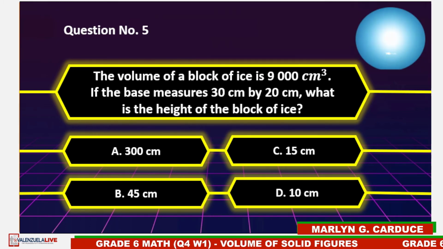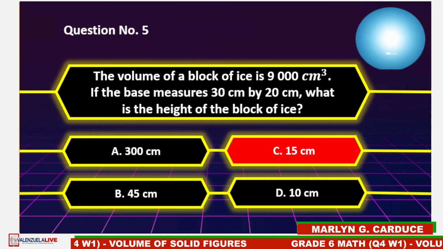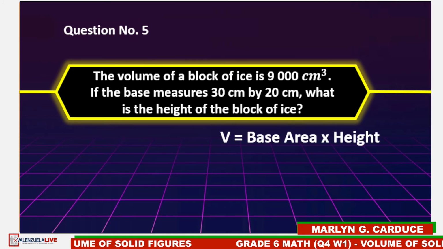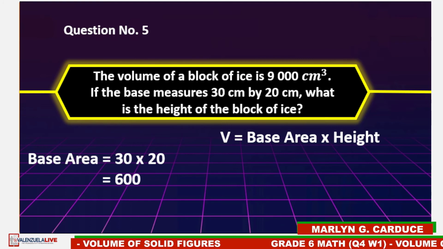Okay, time's up. For question number 5, the correct answer is letter C. We all know that the general formula in finding the volume of a solid figure is by multiplying the base area and the height. Given the dimensions of the base, which are 30 centimeters and 20 centimeters, we compute the area of the base: multiply 30 times 20 and we get 600.